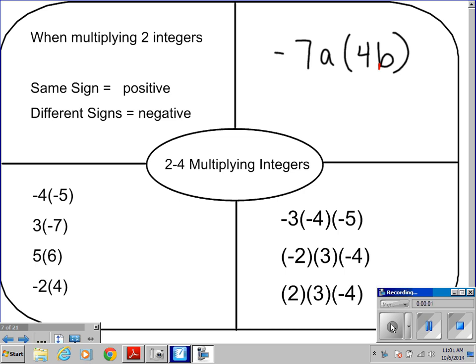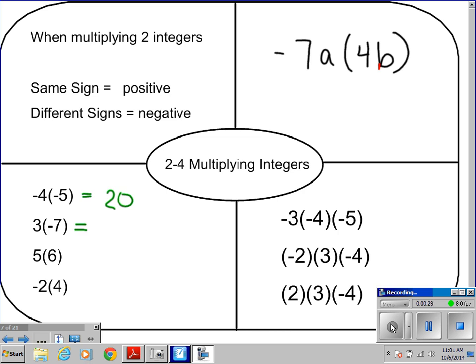Today, the rules are basically: when you multiply two integers, if they have the same sign, your answer is going to be positive. If you have two integers with different signs, the answer is negative. So who can tell me what's a negative 4 times a negative 5? What is that going to equal? 20. Yep, and it's positive 20. You don't have to write positive, but it is a positive 20 because they have the same sign.